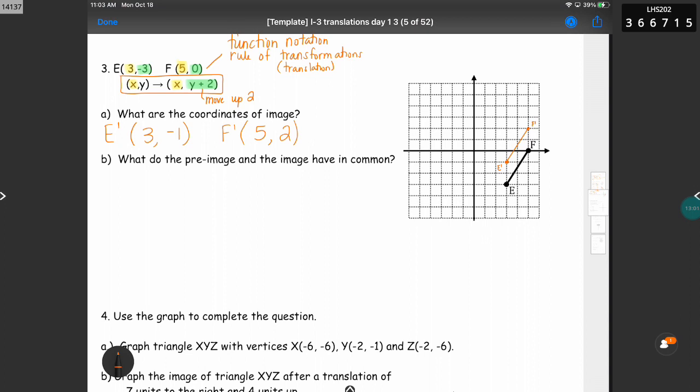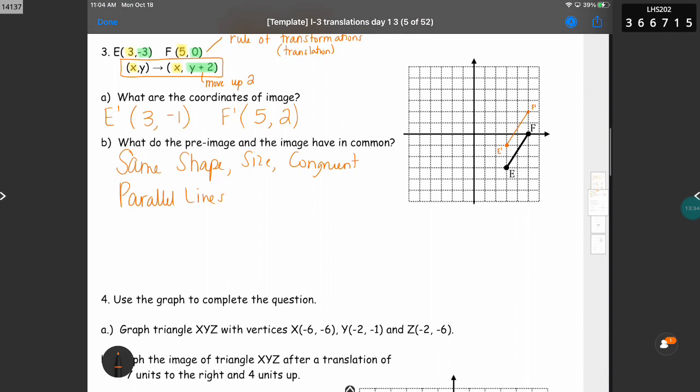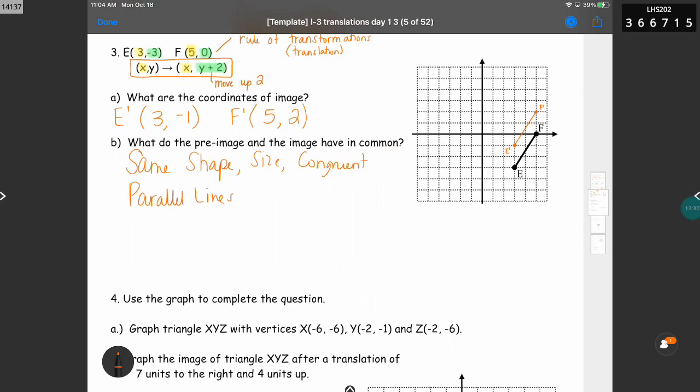Okay? What do the pre-image and the image have in common? Same shape, size, congruent. They're also parallel lines. Do you see that? They will never run into each other. They're parallel lines. Okay? Any questions on this?